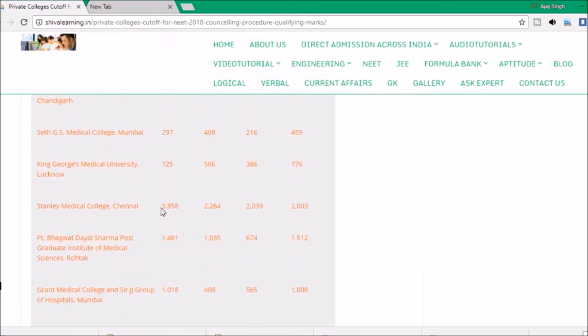So these are the things that you should check. You should check your rank on Google and how many marks you secured. According to that, you can check your rank.